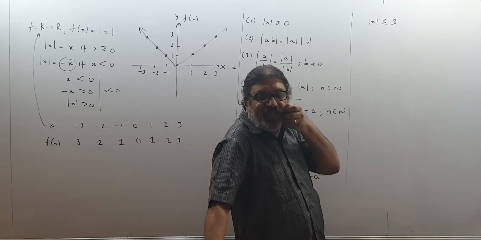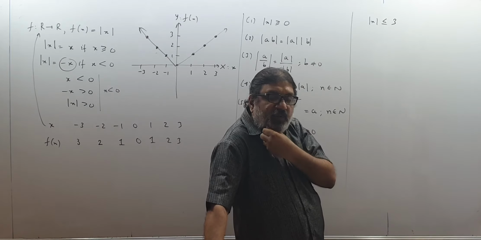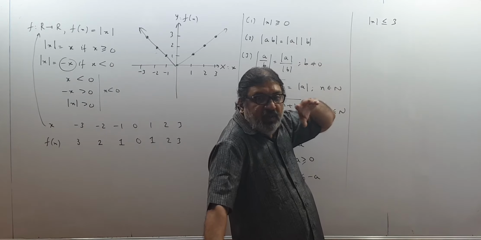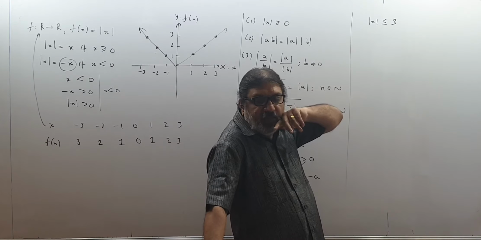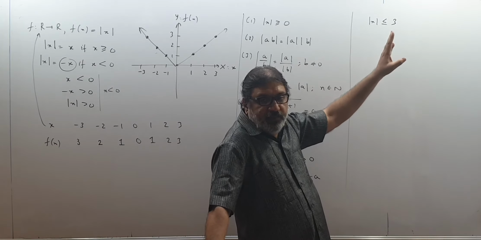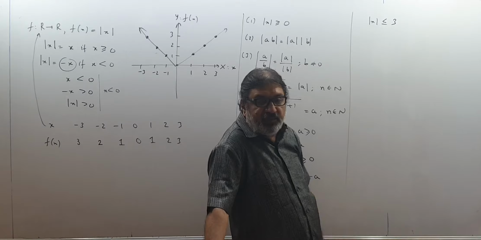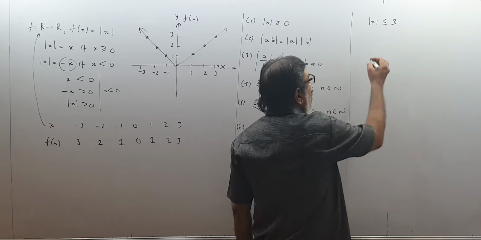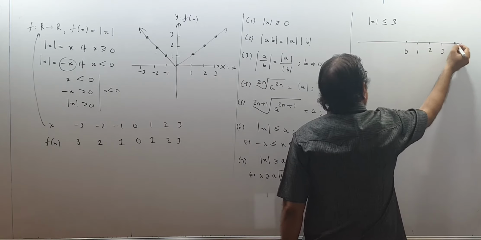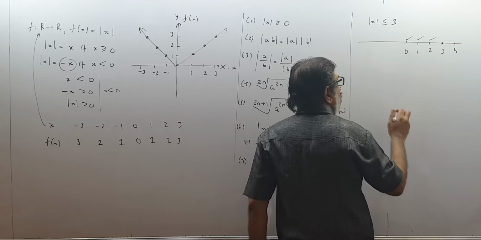Can x be 0? Yes. Mod of 0 will be 0, less than 3. Can x be 1? Yes. Mod of 1 will be 1, less than 3. Can x be 2? Yes. Can x be 3? Yes. Can x be 4? No. Now x cannot go more than 3, you realize, because mod will be more than 3. So if I plot on a number line, this is 0, 1, 2, 3, 4. I think 0, 1, 2, 3 allowed, after 3 not allowed.